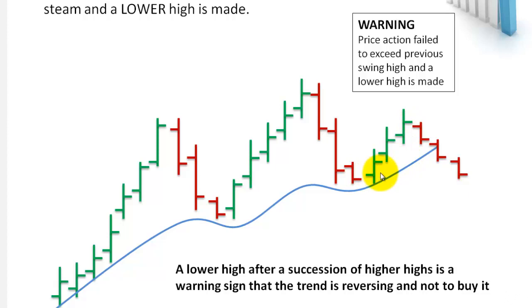But if you're just looking at the charts and you're not even in the trade, and you see an upward trend, it's made a lower high, i.e. a lower peak here, compared to the higher peaks like so, then it's a danger sign, it's a warning.